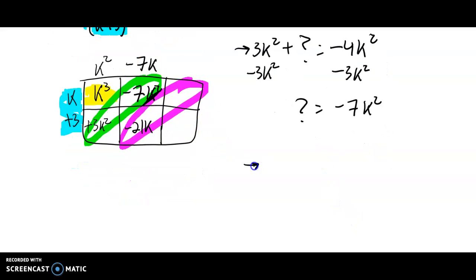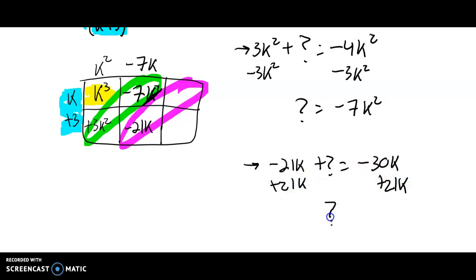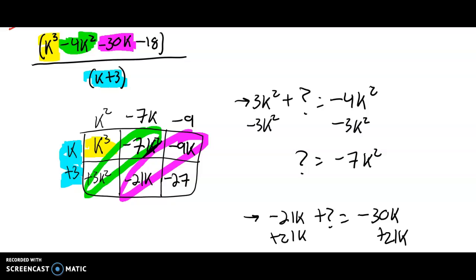So we're going to say negative 21k plus question mark needs to be negative 30k. Add 21, and my question mark is negative 9k. So k times what is negative 9k? Negative 9. Negative 9 times 3, negative 27. All right, we got negative 27. We were expecting negative 18. So I have negative 27. I need to add, we're going to say R for remainder.